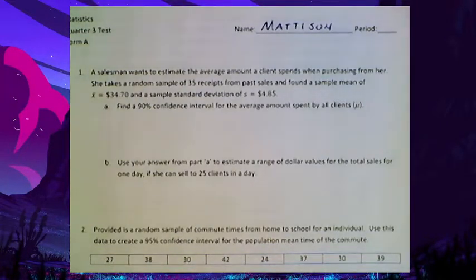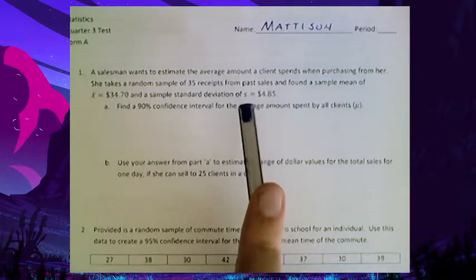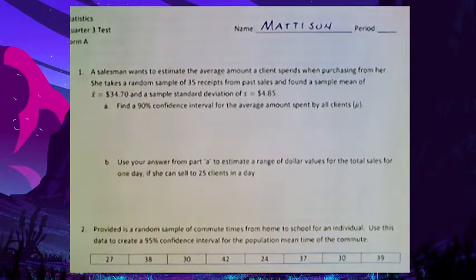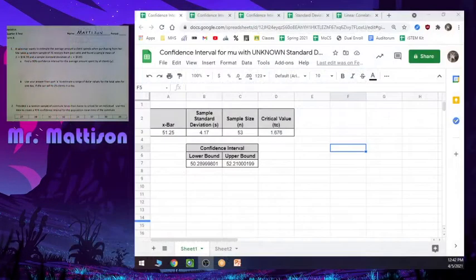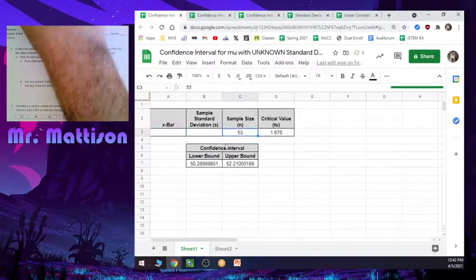So the first thing that I note here is I have a sample standard deviation. So that means that I have an unknown sigma. So I'm going to pull out the calculator that is for an unknown standard deviation. If I knew sigma, then I would want my known standard deviation one. So I can go and fill out the info that I know here.